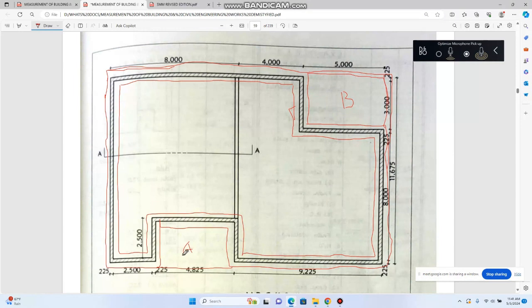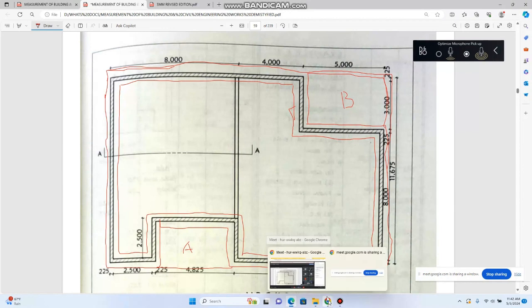The void A, this 225 is the thickness of this wall. From here up to here is 4825. What will be the width from here up to here? We shall take 4825. We deduct. Someone speak and tell me so that I can know if you're following. What will be the length of void A? How do we get it? Someone? Just unmute and talk.